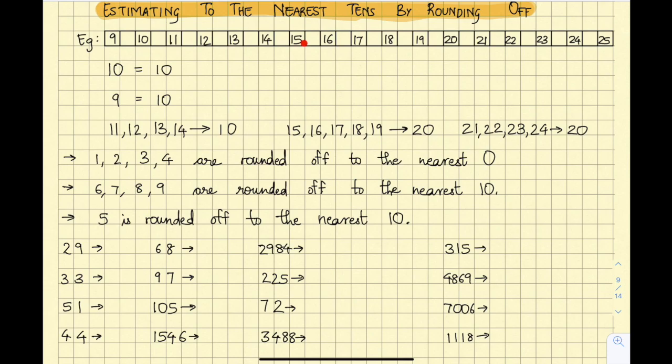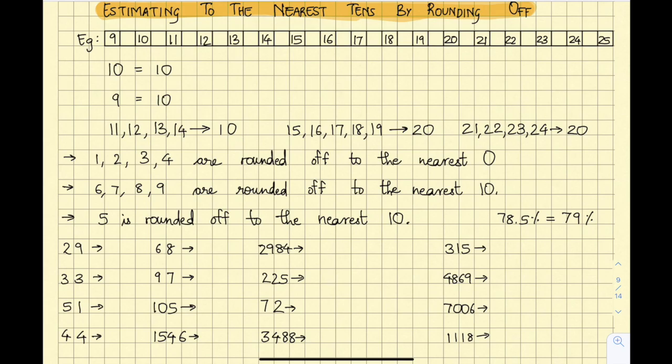Whereas when you see 15, 16, 17, 18, 19, here the nearest 0 is 20. So 6, 7, 8 and 9 are rounded off to the nearest 10. Here we have the 10 as 20. Whereas 5 is always rounded off to the nearest 10 only. For example, somebody says, I got 78.5%. The person will say directly, I got 79%, because 0.5 is rounded off to the nearest 10. So after 78, the next we take as 79.